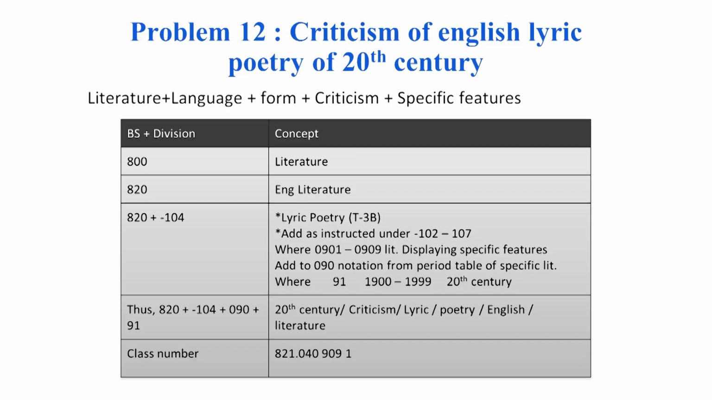So the number will be 91 as the last digits, 91 meaning 20th century. Then before that 090 means criticism, and before that it is lyric poetry, and before that English literature. So the class number will be obtained by adding all these numbers. So 821.0409091. Here it is criticism of English lyric poetry of 20th century.